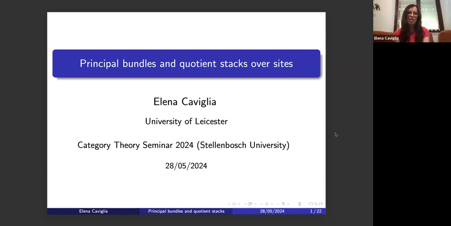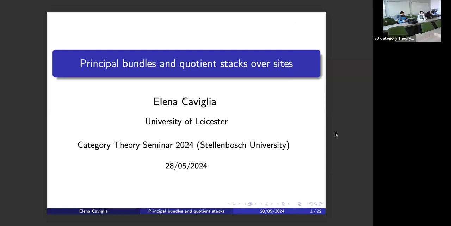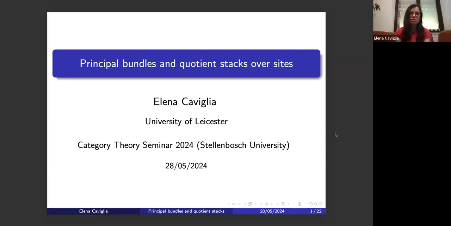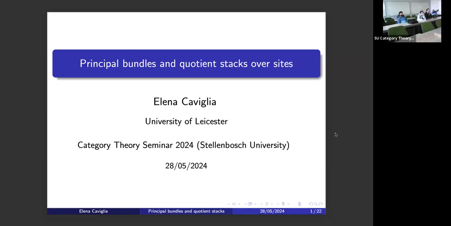The talk will be about my PhD project, which is about generalizations of principal bundles and quotient stacks in categorical contexts. In particular, we will see how to generalize these notions to the context of sites, so categories endowed with the Grothendieck topology, and then to the context of bisites, which will be a two-dimensional version of the story.